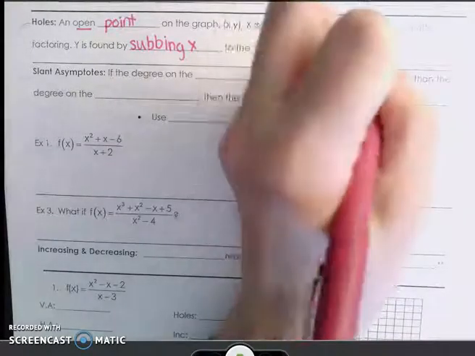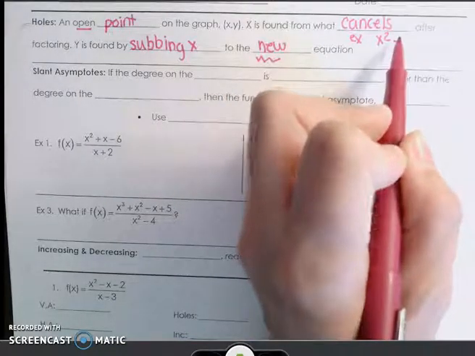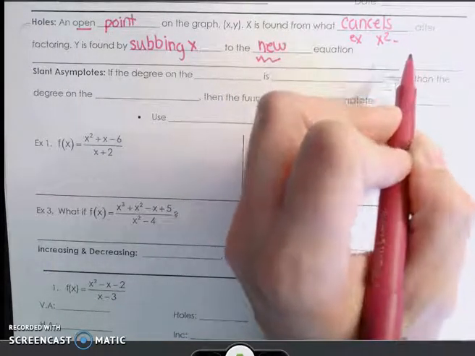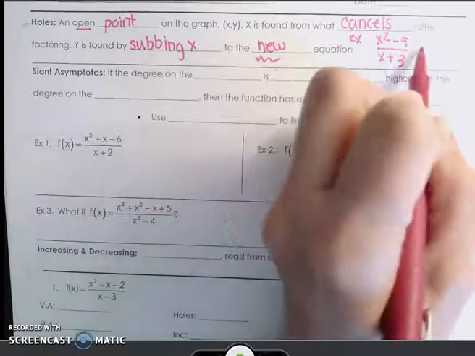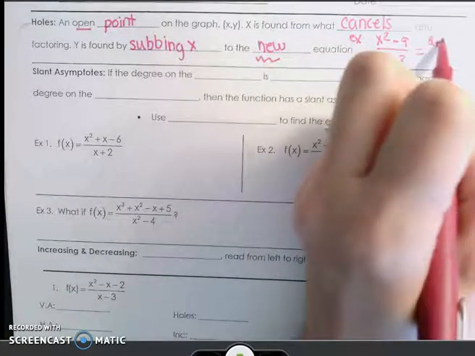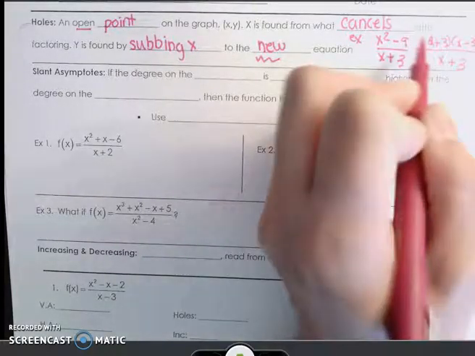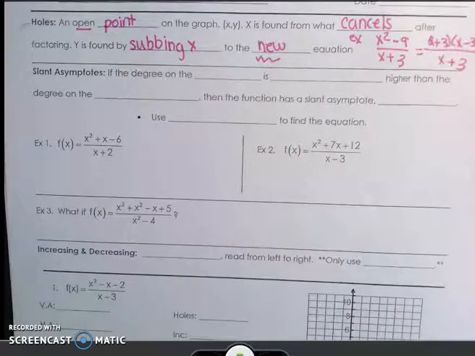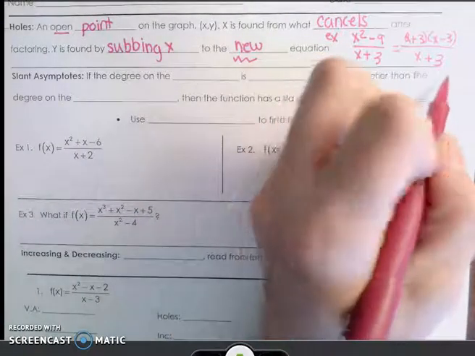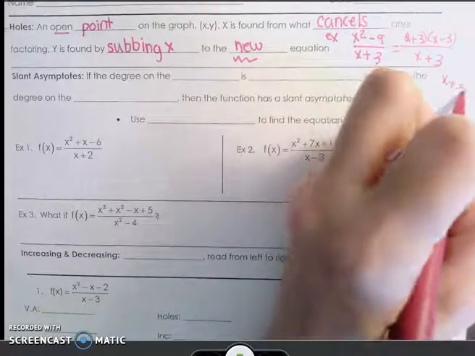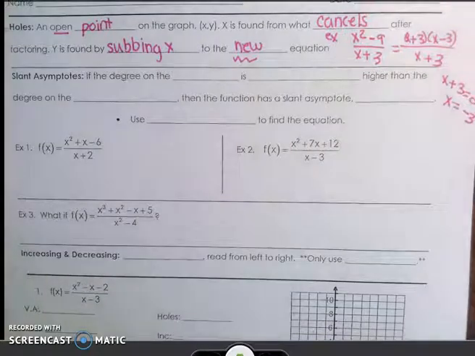And a quick example would be something like (x squared minus 9) over (x plus 3). If you notice, when you factor this, (x plus 3)(x minus 3) over (x plus 3), the x plus 3's would cancel. So, in order to find the x value, you take what was canceled and you set it equal to 0. Since the x plus 3 was canceled, set it equal to 0 and solve. So your x value would be negative 3.